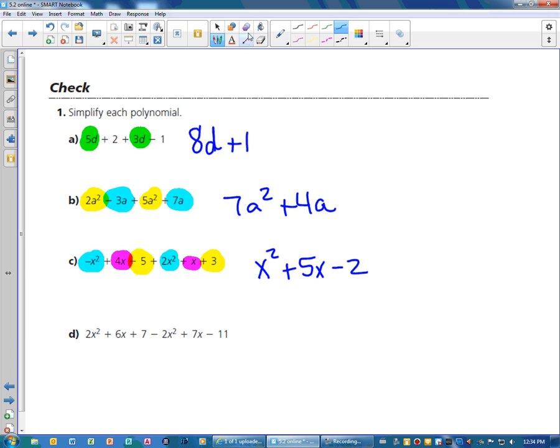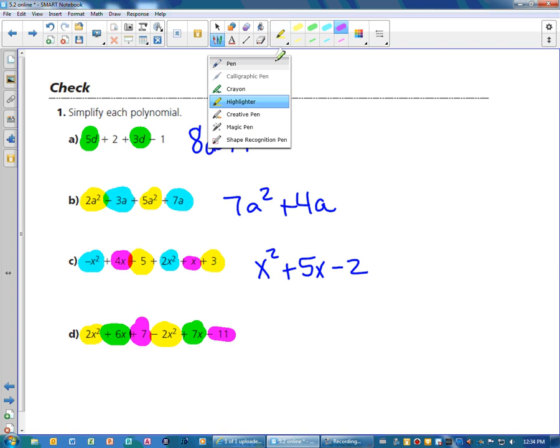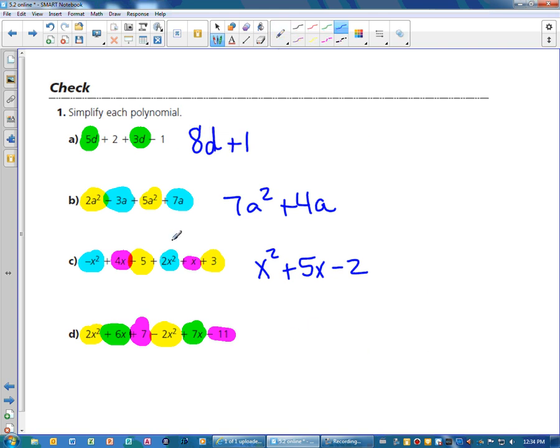Okay, last one, highlighter. X squareds with other x squareds. X's with other x's, and then just numbers with numbers. So 2x squared and negative 2x squared, oh, they add to 0. They're done. Don't have to do anything with them. I don't write anything down. It adds to 0. 6x and 7x, 13x, 7 minus 11, negative 4.